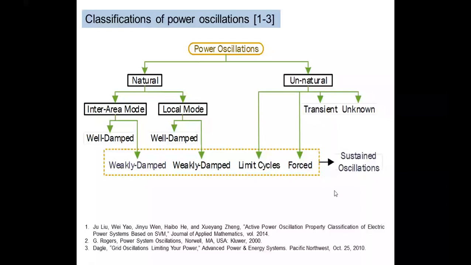Maybe this classification of power oscillations, you will not observe in detail in any book. In the Kundur book, it is not given, but you may get it in a few papers. This form of unnatural oscillations we have observed in power systems in the last decade. We didn't have any information about this form of oscillations taking place in the power system earlier.